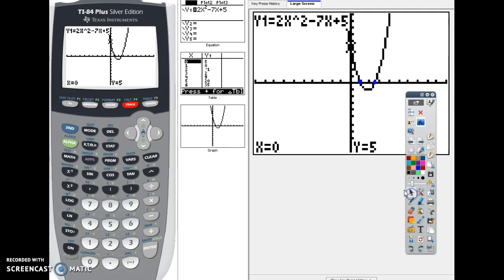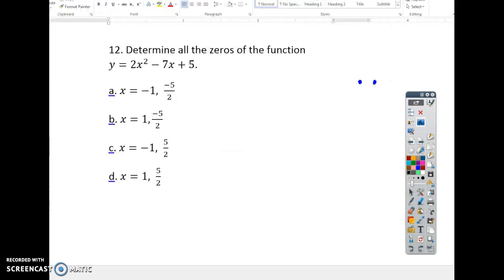So 1 enter gives you the 0. And 5 over 2 enter gives you the other 0. That's the answer. So the answer is letter D. It's asking for solutions. Number 13.